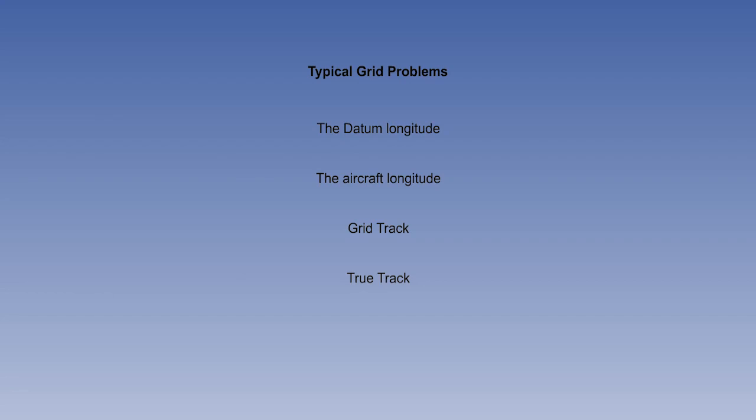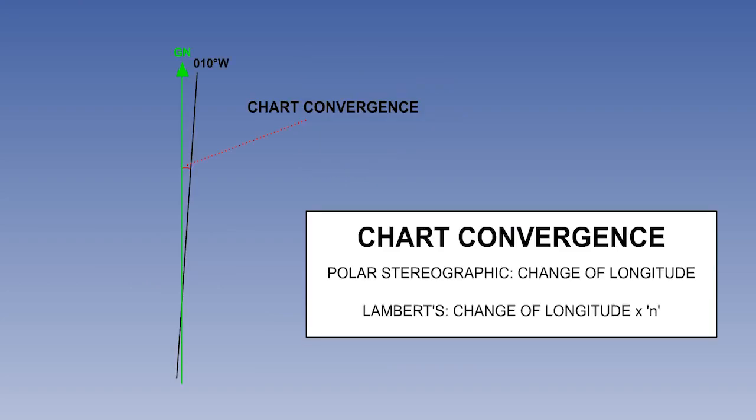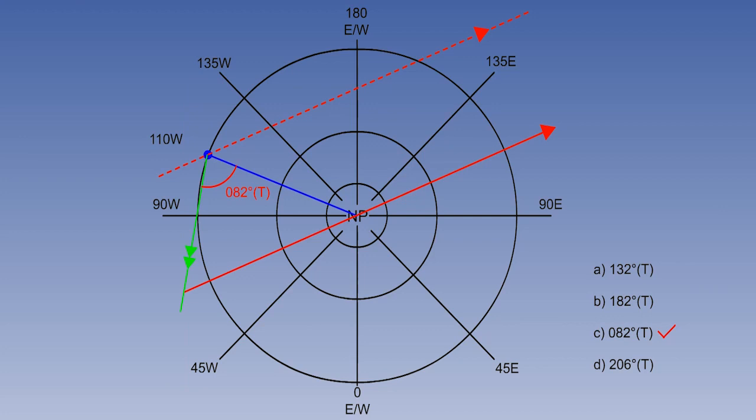We then looked at typical exam questions. In most of them, there are 4 factors: the datum longitude, the aircraft longitude, the grid track, and the true track. The question will normally give you 3 of them, and you have to find the 4th. The best way to solve most of these is simply to apply the rules. Don't forget that, if it's a Lambert's chart, you have to apply the sine of the parallel of origin to obtain the convergence from the change of longitude. A diagram may help you to visualize the situation and aid your understanding.